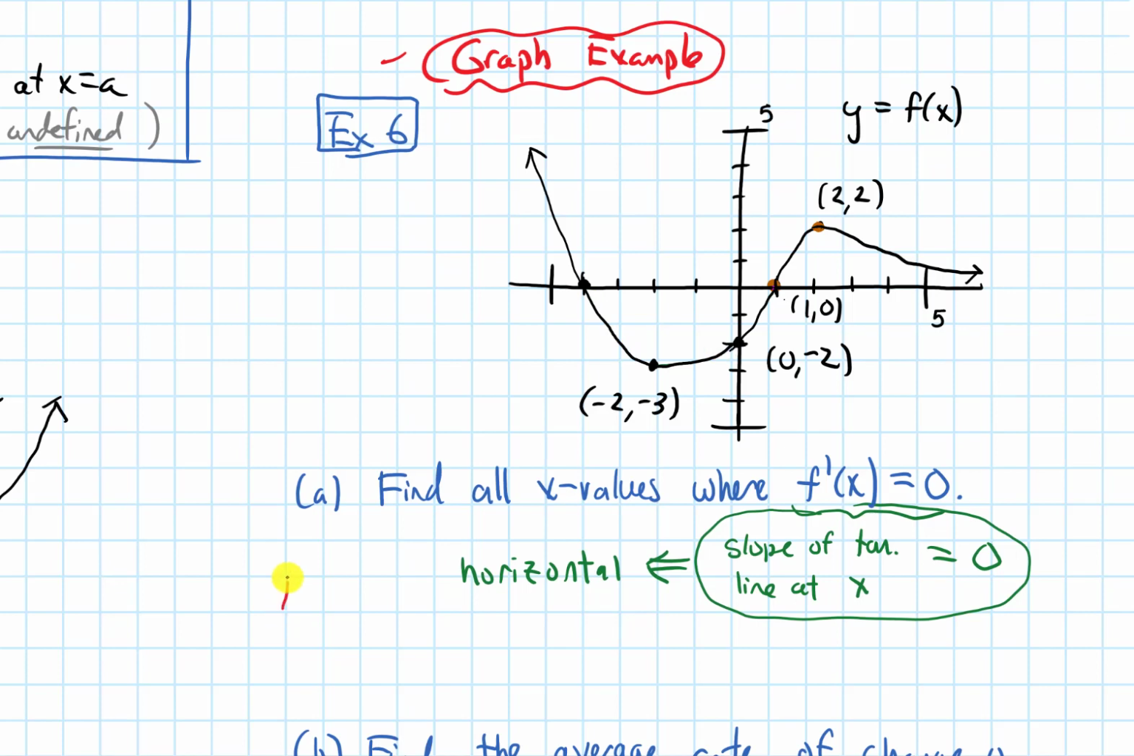I want you to pause the video for 30 seconds and see if you can identify where those are and draw in those tangent lines. 4, 3, 2, 1, pause it and see if you can identify where that happens on the graph.